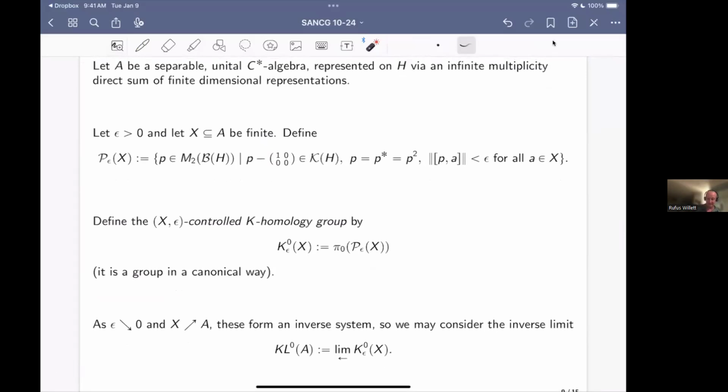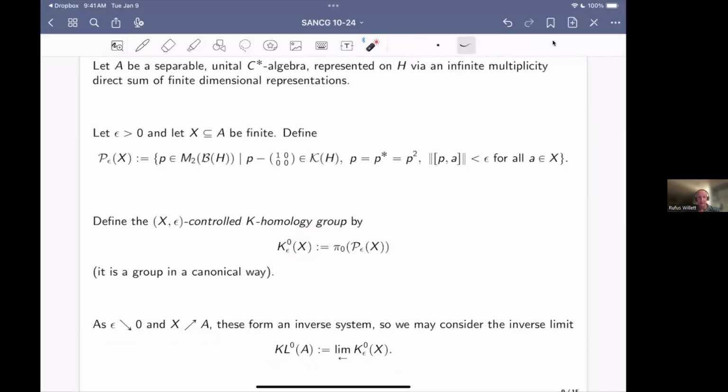Moreover, if epsilon gets smaller and X gets bigger, then it is harder to commute with the bigger set up to the smaller tolerance. And that means there are forgetful maps between these P epsilon of X's, which make the collection of all these groups into an inverse system, ordered in such a way that as X gets bigger and epsilon gets smaller, and we'll define this group KL0 of A to be the inverse limit of these things.